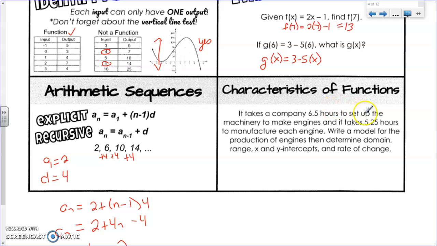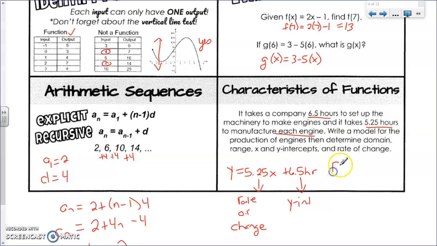Okay, last problem. So we're going to have 6.5 hours to set up the machinery, so that's our starting point, and then 5.25 each engine. So in this case, we would have y equals 5.25x plus 6.5 hours. Okay, so this is our rate of change. And then this is our y-intercept.